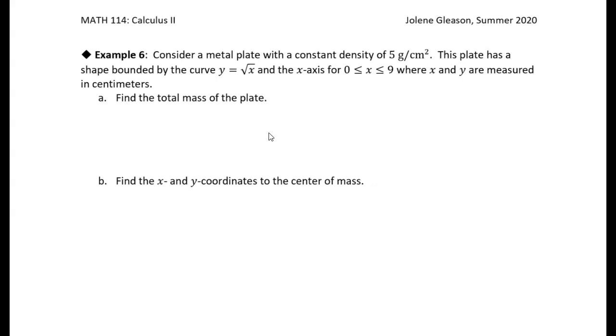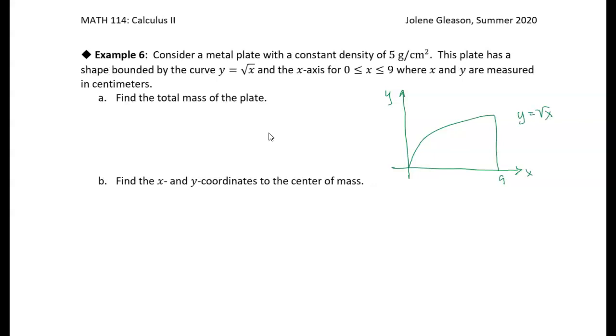All right, so let's start by just drawing what this plate looks like, okay? So I'm just going to draw my axes, right? And you know what the square root of x looks like. It looks like a parabola laying on its side. All right, and let's say that this is 9. So our shape is bounded by that curve, between 0 and 9, and the x-axis. Okay, so here's the x-axis, this is our y-axis, and y equals the square root of x is our curve.